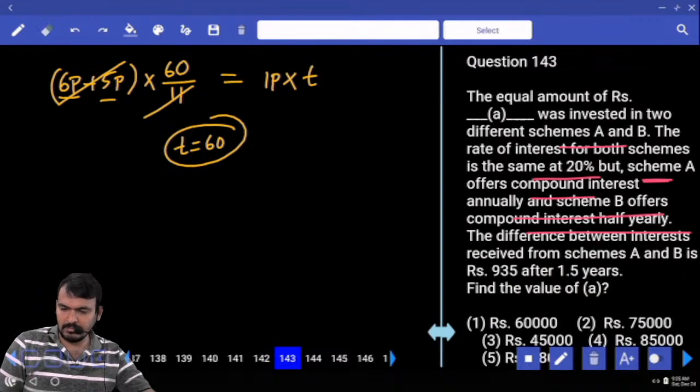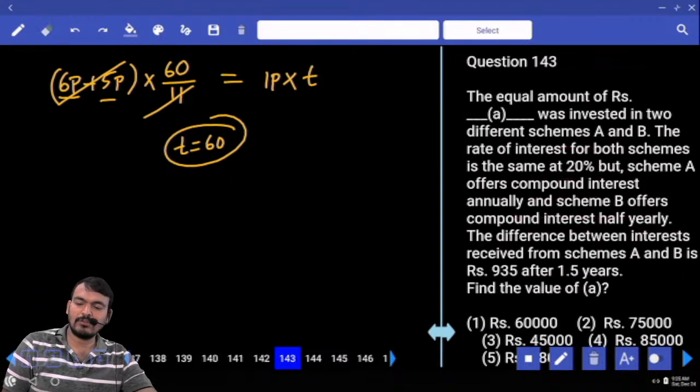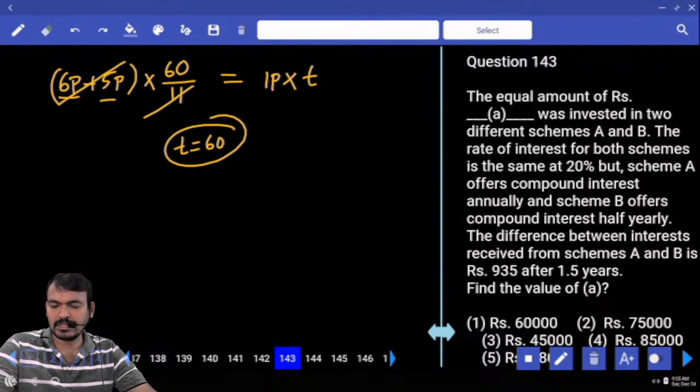Next, 143. An equal amount of money was invested in two different schemes, A and B. Means both the schemes have equal investment or different investment? Equal investment. The rate of interest for both the schemes is the same at 20%. Scheme A offered compound interest annually and scheme B offers compound interest half yearly. The difference between interest received from scheme A and B is 935 after 1.5 years.